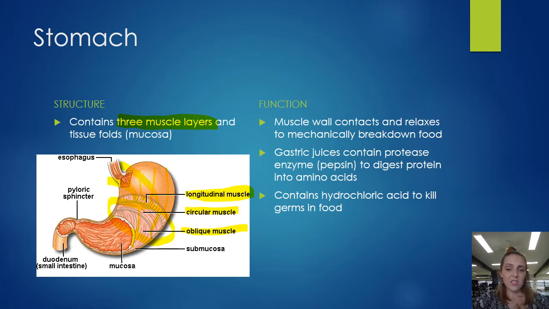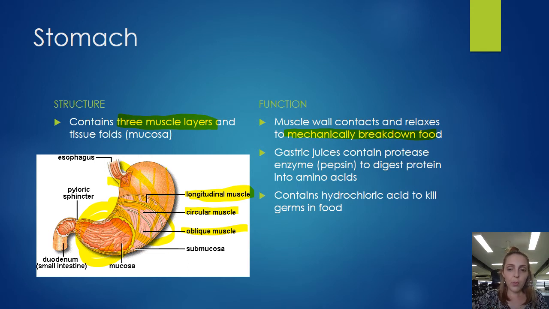So if you imagine these 3 layers, they're really important in the mechanical breakdown of food. Those muscle walls are going to contract and relax to mechanically churn and break down that food. The other important thing is you've got these folds in here, and they're folded like that so that the stomach is able to extend and retract based on whether you're full or not.